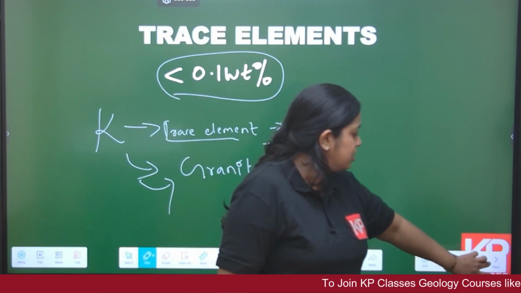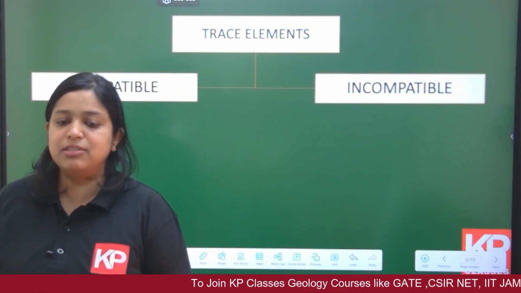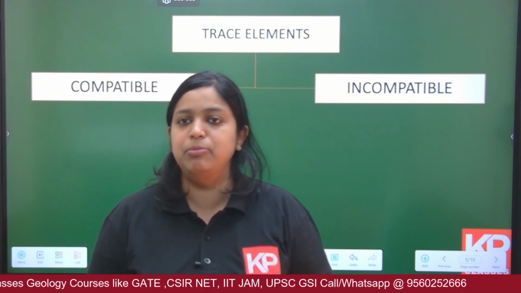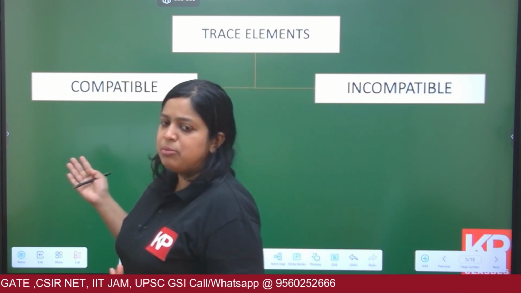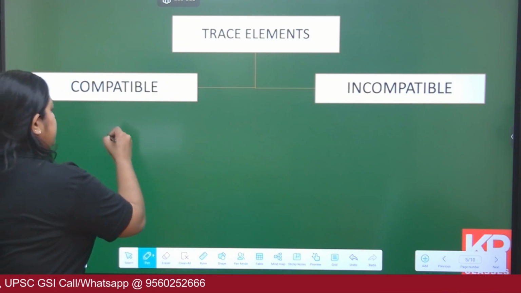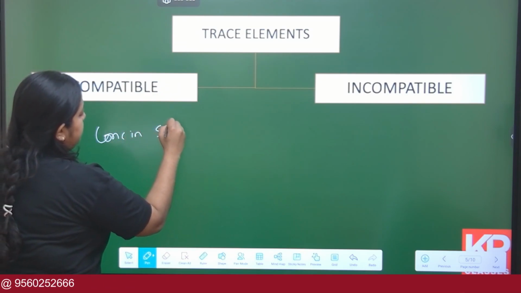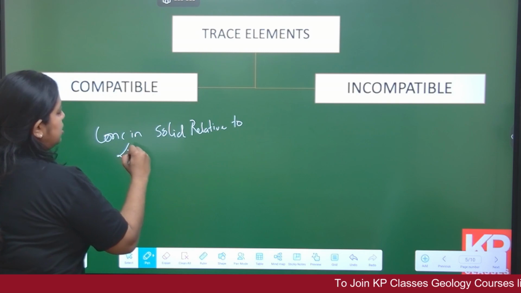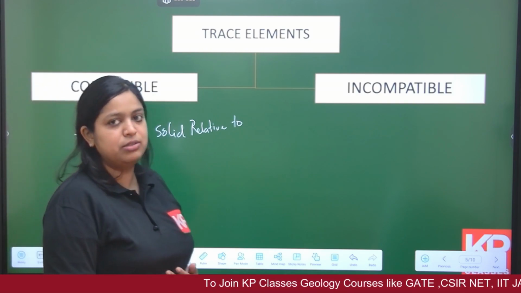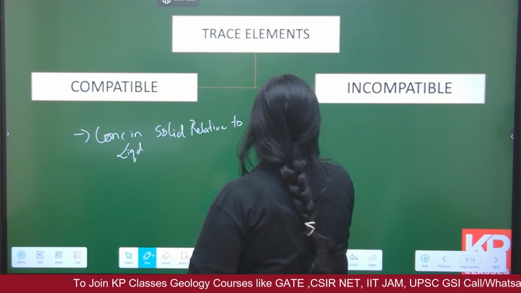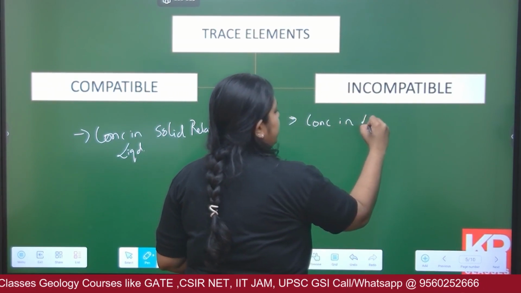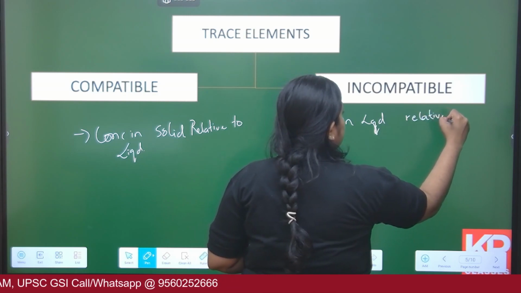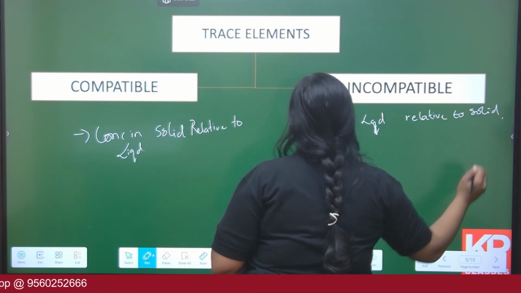So we can divide the trace elements into two: compatible elements and incompatible elements. Compatible elements are those concentrated in the solid relative to liquid, whereas incompatible elements are the ones that are concentrated in the liquid relative to solid. Those are called incompatible elements.